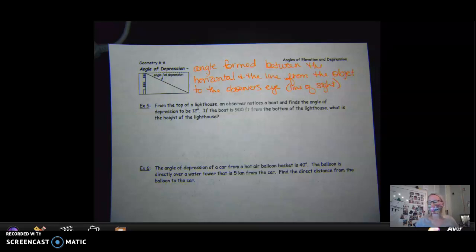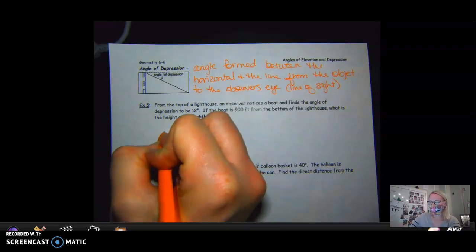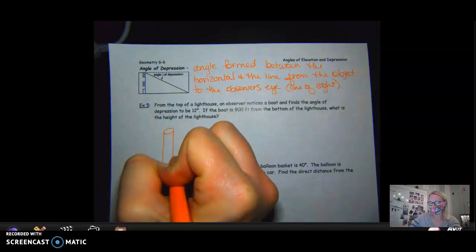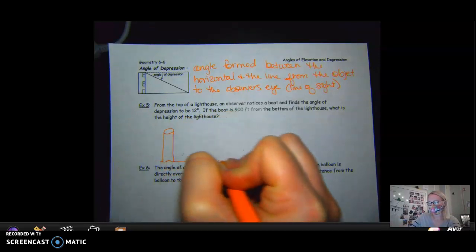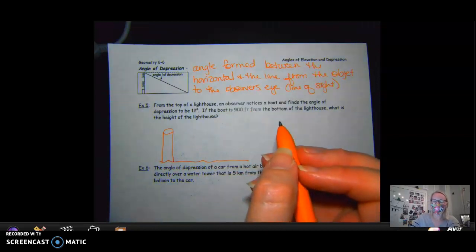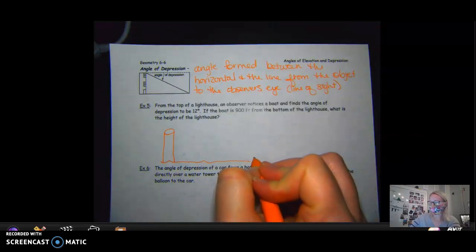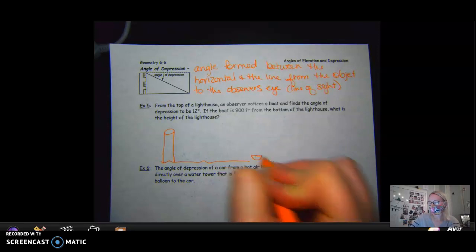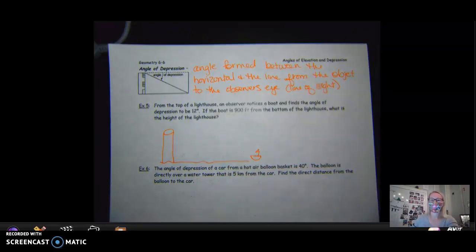From the top of a lighthouse, so we have a lighthouse. It's not really what that looks like, but that's okay. From the top of the lighthouse, an observer noticed a boat. So here's a boat in the water, right? There's my beautiful boat.